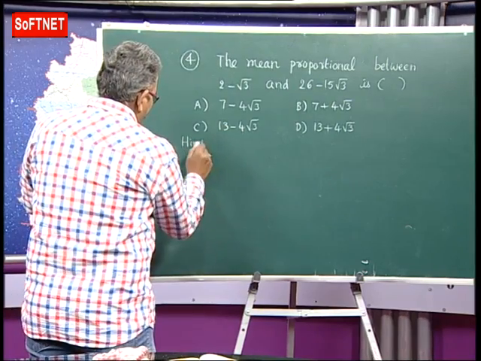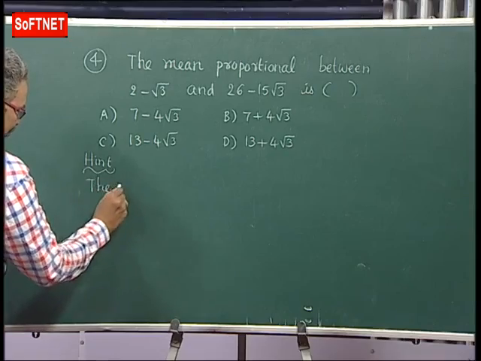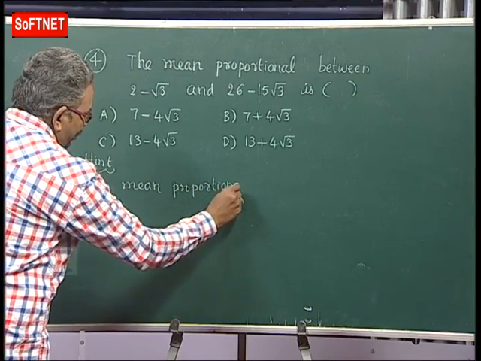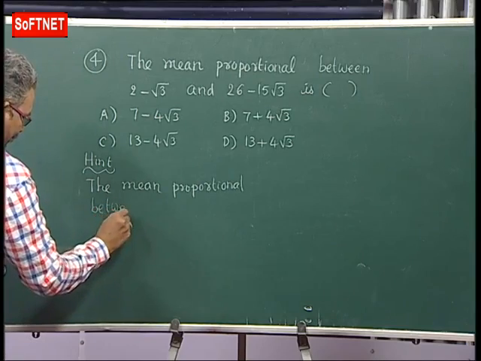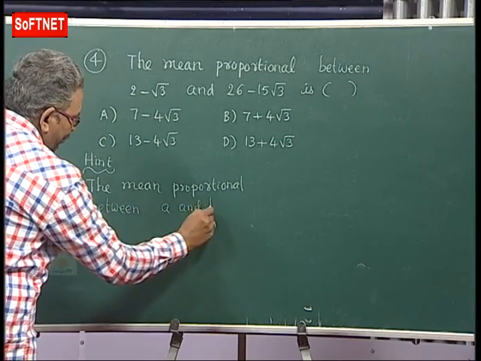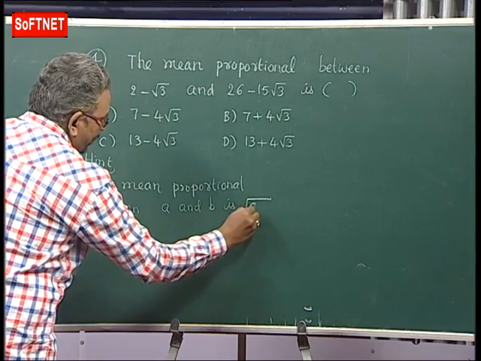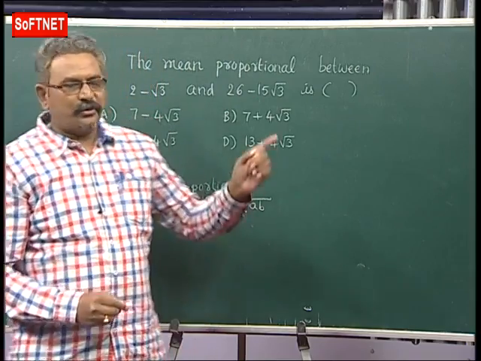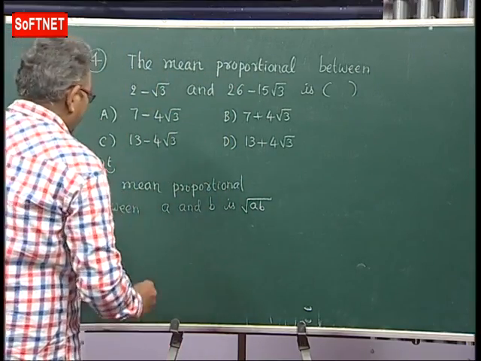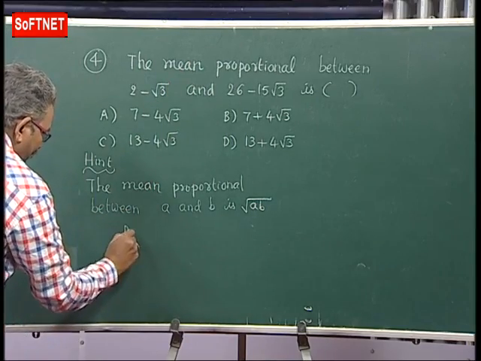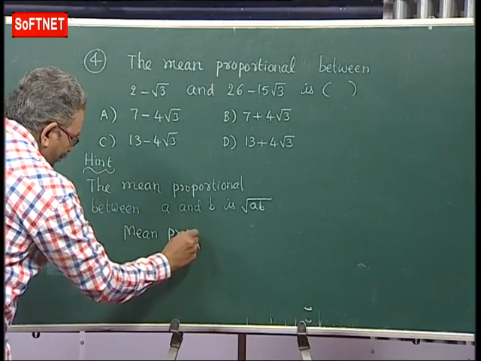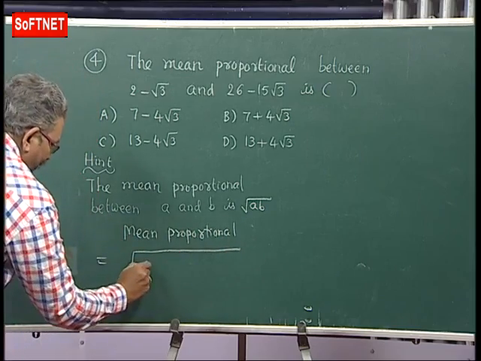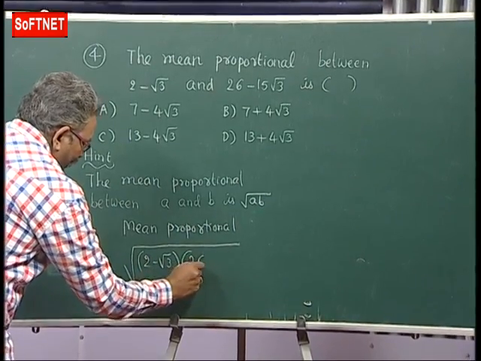So first you remember the concept. The mean proportional between A and B is root of A into B. Here, the product of these two and then square root you have to take. That means the mean proportional is equal to root of (2 minus root 3) into (26 minus 15 root 3).